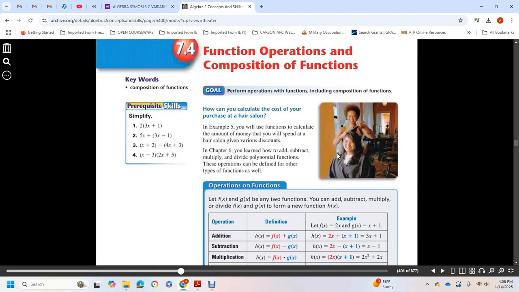7.4, operations on functions and composition of functions. In Chapter 6, we learned how to add, subtract, multiply, and divide polynomial functions. The operations can be divided into the following types as well.